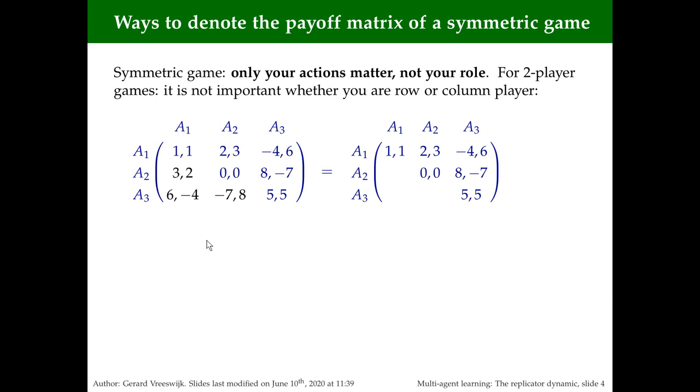So on the left-hand side we have a symmetric game in its full representation, which is the payoffs of the column player and the row player. But you see, part of the matrix is redundant, so we can just as well leave it out, because the game is symmetric, the payoffs of the row and the column players are swapped here. So this information in the lower left section of the matrix is redundant, so we may just as well leave that out.